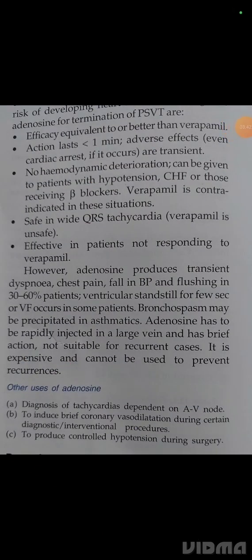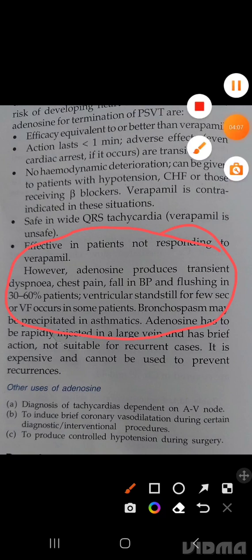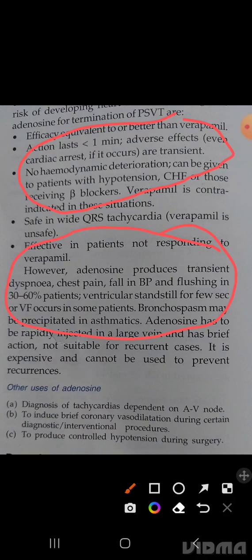Moving to its adverse effects, this is the answer. It produces transient dyspnea, chest pain, fall in BP, flushing in 30 to 60%, and ventricular standstill for a few seconds. That is, it happens within seconds. The action only lasts for less than 1 minute. This is the portion, the adverse effect. Even cardiac arrest may happen. These are transient; within seconds the adverse effect is showing.